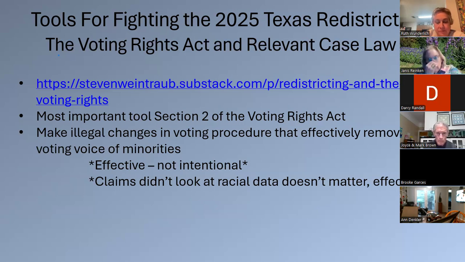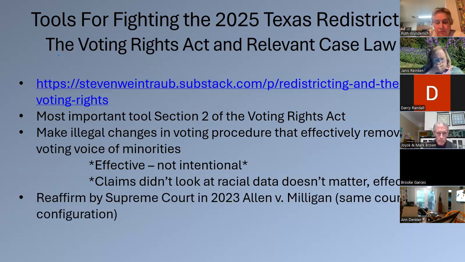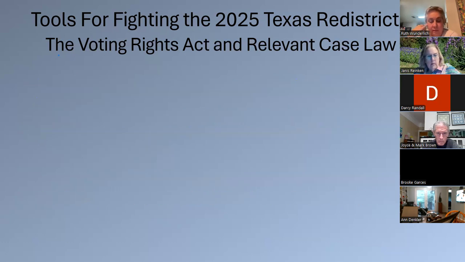The Voting Rights Act, Section 2, was upheld by the Supreme Court as recently as 2023 in Allen v. Milligan. And it's the exact same court we have today, the exact same justices. So even this current Supreme Court agrees that Section 2 of the Voting Rights Act holds and is enforceable. So let's go into some myths on Section 2.